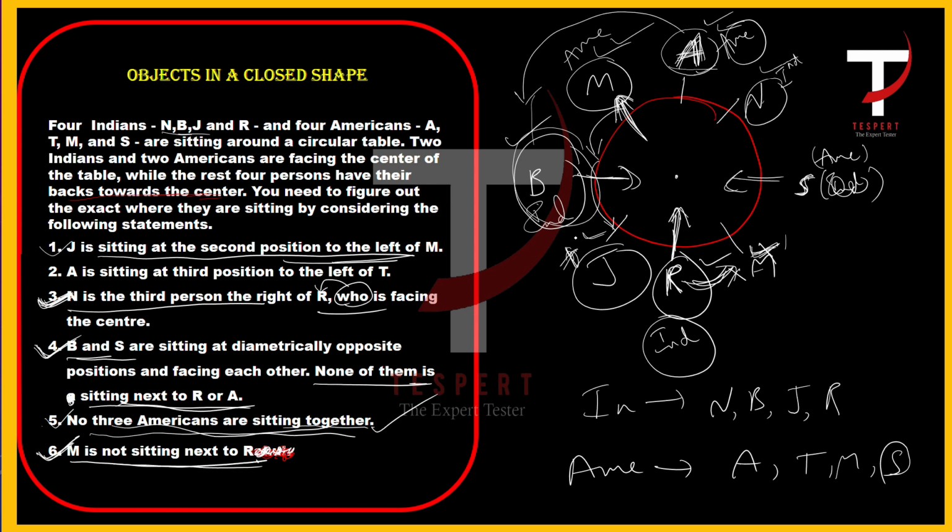And then, A is sitting at the third position to the left of T. See, consider this. A is sitting at third position to the left of T. Where is A here? A is sitting third from left of T. So here T, M already appeared there. So T will be here. So T must be away from the center, because if T is away from the center, then A will be third left. The first left, second left and third left, which is A. Right?